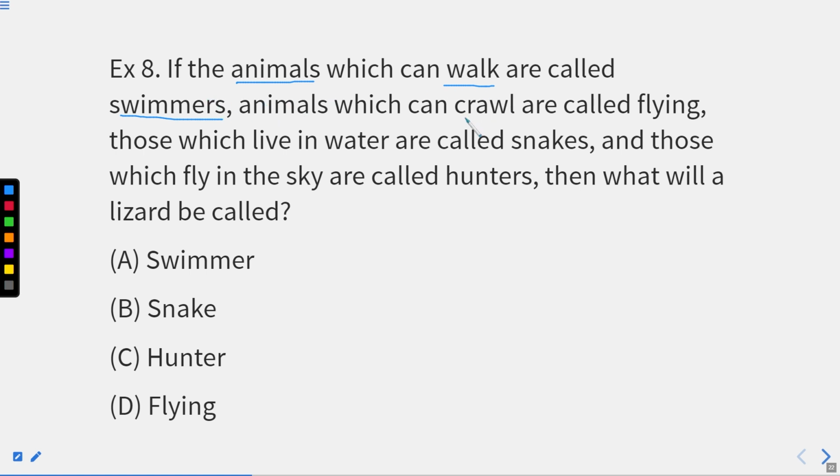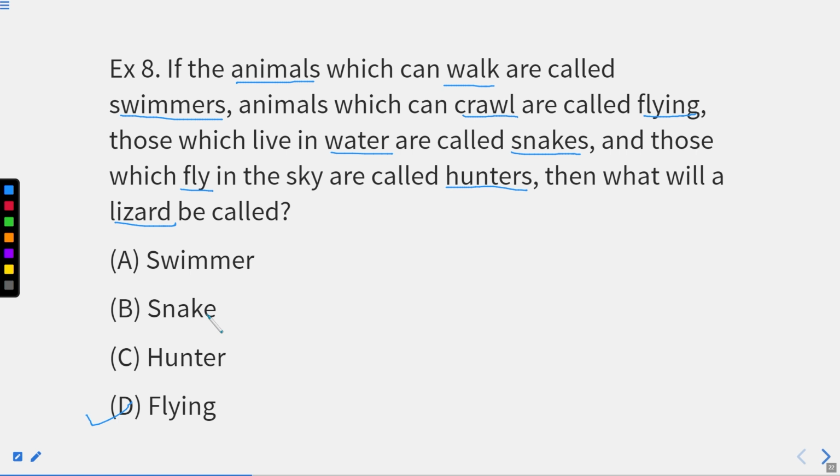The animals which can crawl are called flying. And those which live in water are called snake. Right? And those who can fly are known as hunters. Then what will a lizard be called? So my friend, you all are aware that lizard is in the habit of crawling, right? For the animals that crawl, we call them flying. So your answer is going to be D, flying.